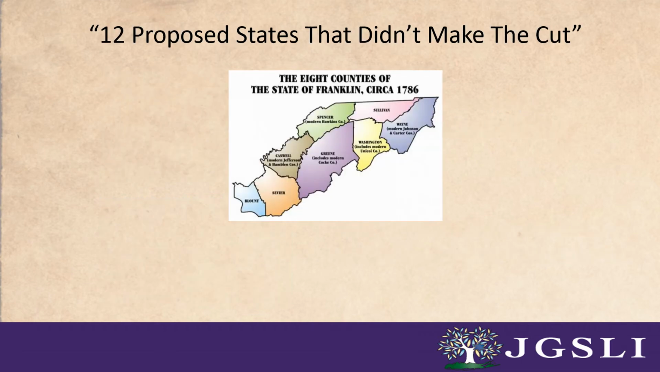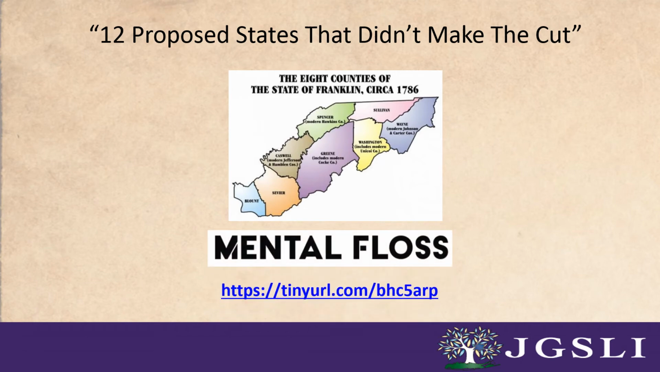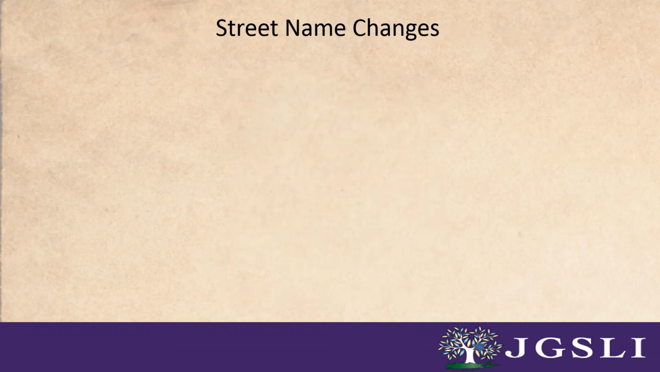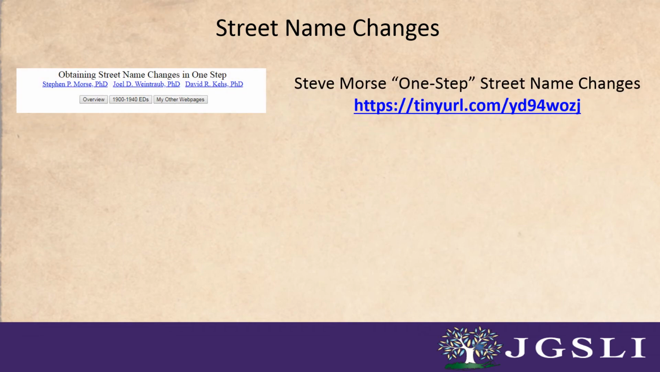And just for fun, did you know that there were states that were either proposed or never admitted to the Union? Mental Floss has all the info here, and armed with this information, you're sure to make any Jeopardy fan jealous. Finally, let's look at street name changes. Steve Morse, creator of the famous one-step genealogical solutions, created a listing of selected cities and street name and building number changes when he developed his census finding aids.